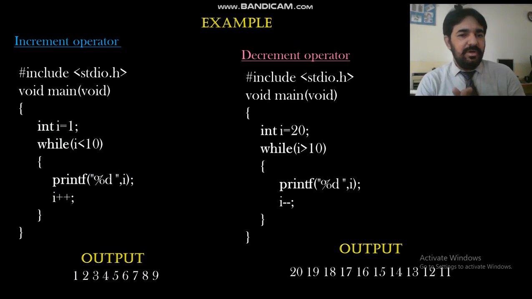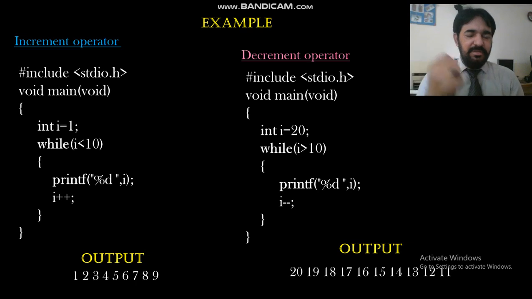Here are the examples of both increment and decrement. In the increment operator example in C language we write #include <stdio.h>, void main(void), then int i = 1; while (i <= 10), printf("%d", i), then we increment the variable, i++. So the output will be 1 2 3 4 5 6 7 8 9 and 10, because at the time of 10 its value will terminate.